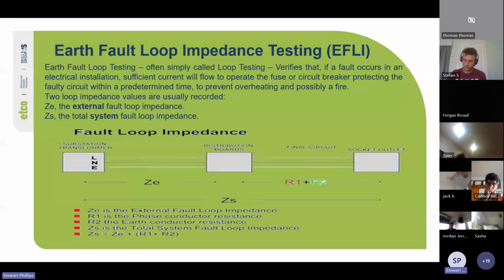So two loop impedance values are usually recorded: Ze, the external fault loop impedance, or Zs, the total system fault loop impedance.